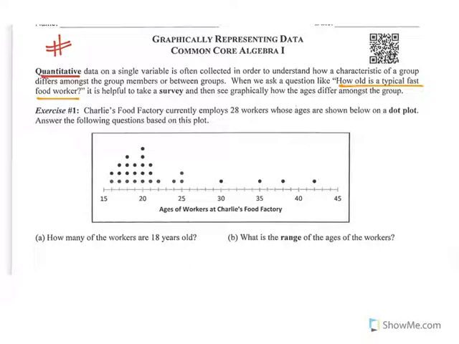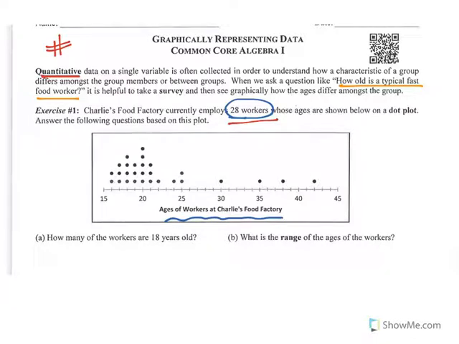And below in exercise 1, we look at a specific place, Charlie's Food Factory, which currently employs 28 workers, whose ages are shown below on a dot plot. Answer the following questions based on this plot. So we haven't seen this before, but we'll be able to pick it up pretty quickly. So we pretty much just have a number line, and that number line in this scenario represents the ages of workers at Charlie's Food Factory. And each dot represents a person that works there. So there should be a total of 28 dots for each worker at this food factory.